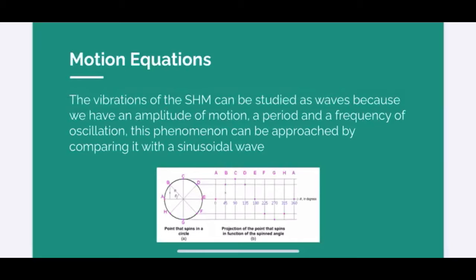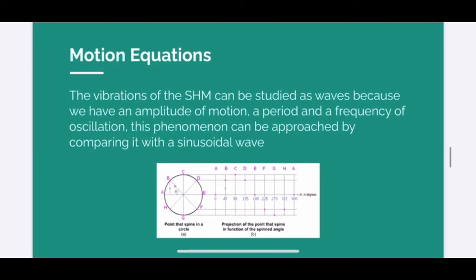Motion equations. The vibration of simple harmonic motion can be studied as waves because we have an amplitude of motion, a period, and a frequency of oscillation. This phenomenon can be approached by comparing it with a sinusoidal wave. The period T and frequency f of a simple harmonic oscillator are independent of amplitude. The string of a guitar, for example, oscillates with the same frequency whether plucked gently or hard.